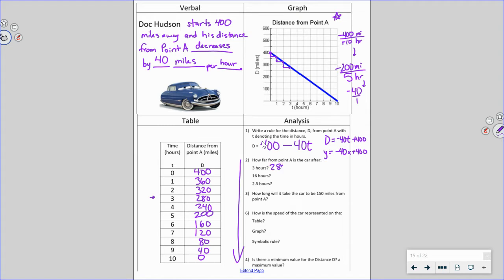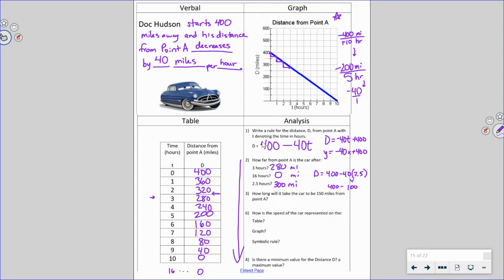3 hours, 280 miles. 16 hours, ladies and gents, he has reached his destination. Let's go ahead and just state that he is 0 miles away. How about 2.5? If you do not have the number sense to look in between these, you can always use the equation. Starting at 400, go down 40 for all of those 2.5 hours. 2 40s is 80, a half of 40 is 20. Put that together and go down 100, and you'd find that he is 300 miles away.